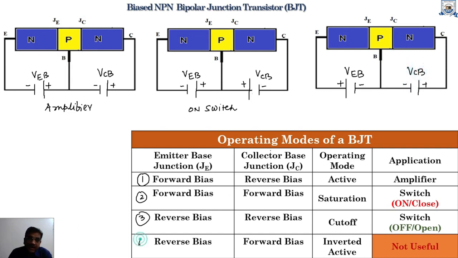In the fourth condition, the base-emitter junction is reverse biased and the collector junction is forward biased. This biasing arrangement is not used because in this case the emitter acts like a collector and the collector acts like an emitter. In this case, sometimes the transistor may be destroyed.